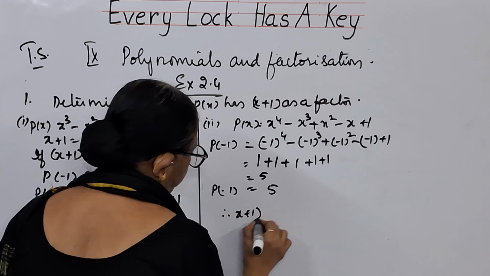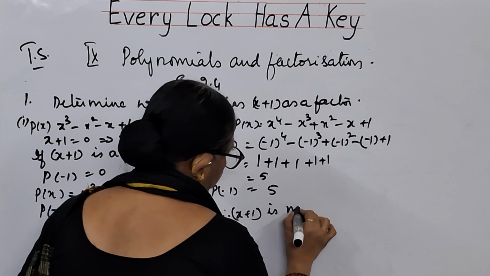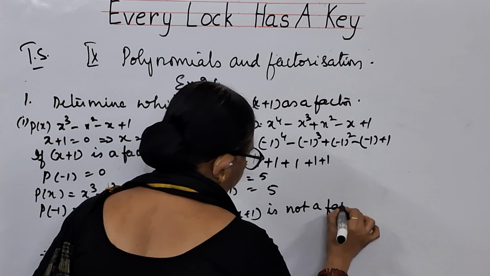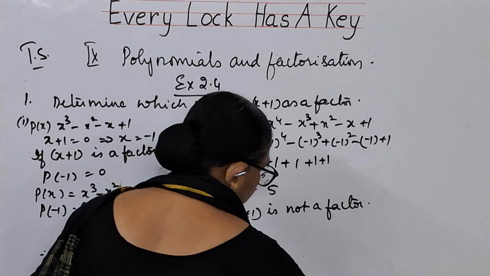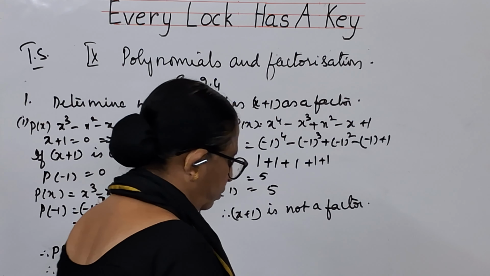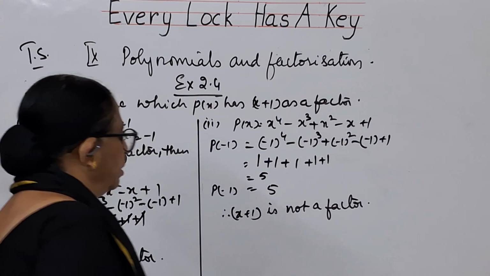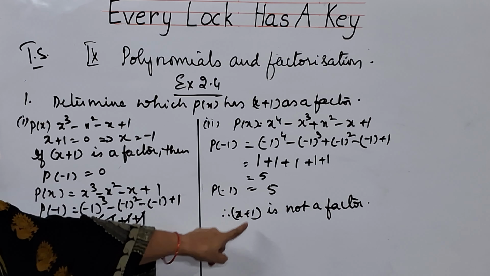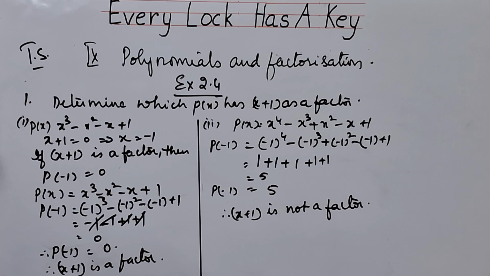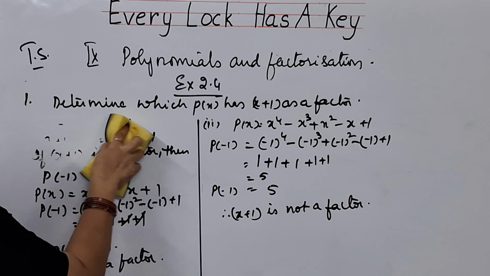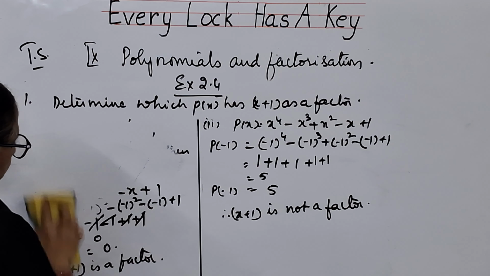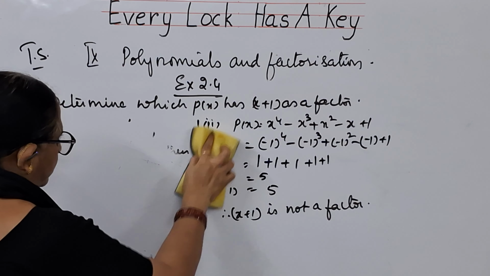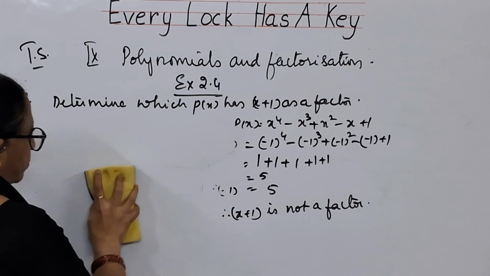P of minus 1 is equal to 5. Therefore, x plus 1 is not a factor. Why? You have not got 0 here. If you get 0 only, we can consider it as a factor. So in this case we got 0, so it is a factor. But here you have got a number, so it is not a factor. Please write this down, children. Now, we will go to the next bit. Third bit.